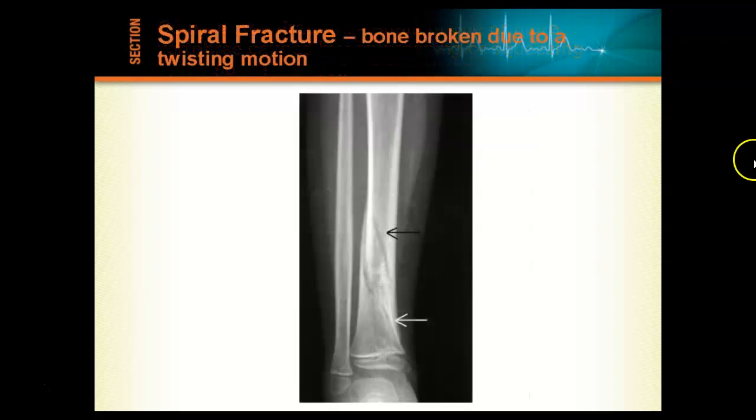All right, this is a spiral fracture, and this is going to be your exit ticket. So if you don't do the exit ticket, then I know you didn't watch the videos. The spiral fracture is a bone broken due to a twisting motion.